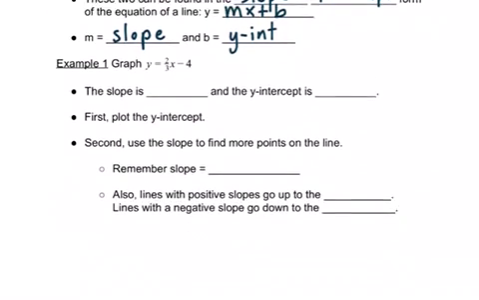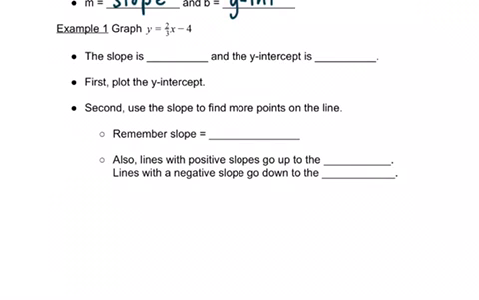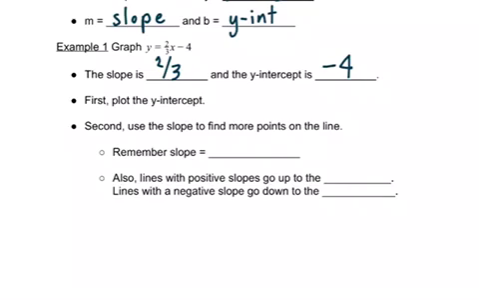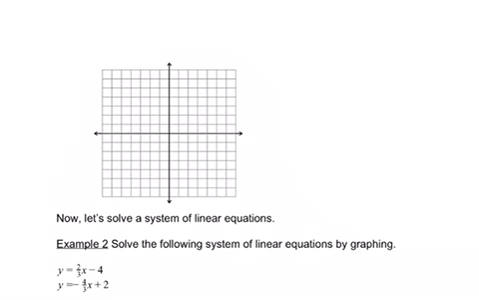So let's look at a line. Let's graph y equals 2/3 x minus 4. When I look at that equation, my slope is 2/3, and the y-intercept is -4. I'm going to bring the minus sign that comes before the 4 with it. First, you're going to plot your y-intercept. So I'm going to go down to my graph, and I'm going to plot a point at -4.